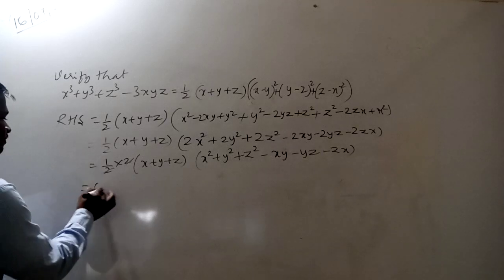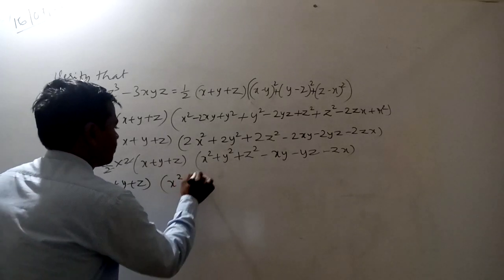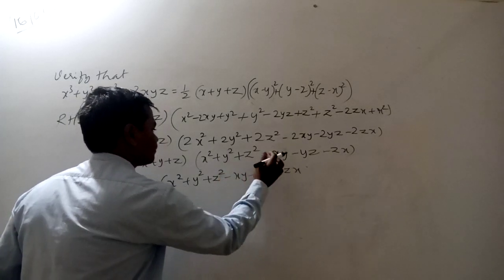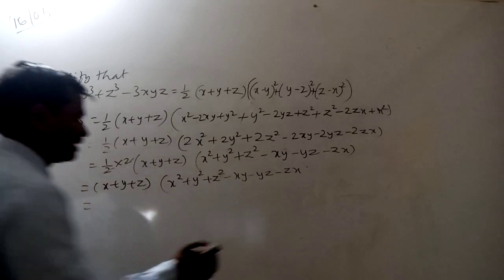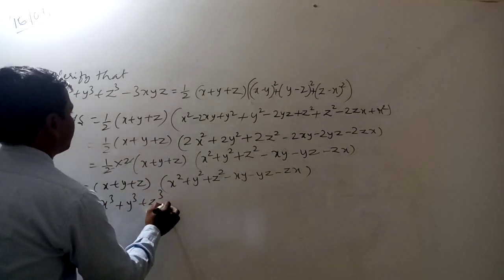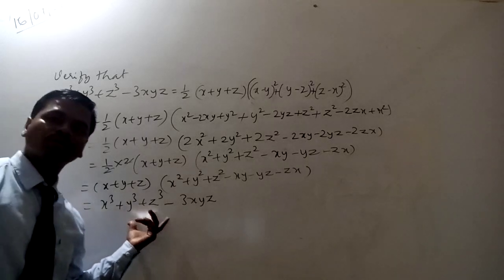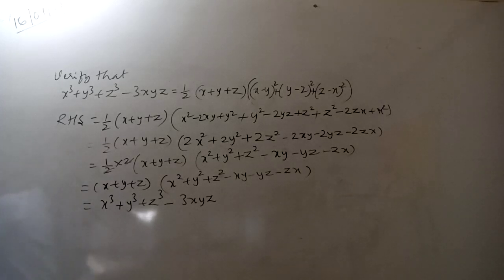That is in the form of x plus y plus z into x square plus y square plus z square minus xy minus yz minus zx. That is equal to x cube plus y cube plus z cube minus 3xyz. That is the formula. The same formula we used in the previous question. Here also it is the same formula. LHS equal to RHS. This is LHS.